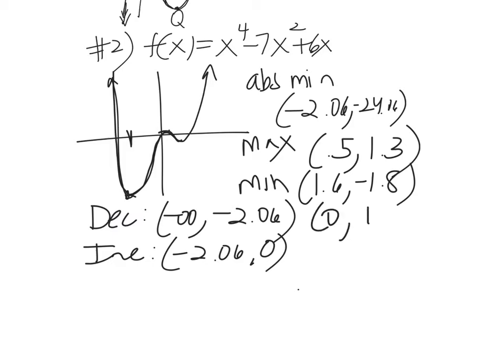Then it decreases from 0 to 1.6, and then it increases from 1.6 to infinity. So finding the maximum minimums are really helpful in finding the increasing and decreasing values of the graph. Okay? And increasing and decreasing are always the x values.